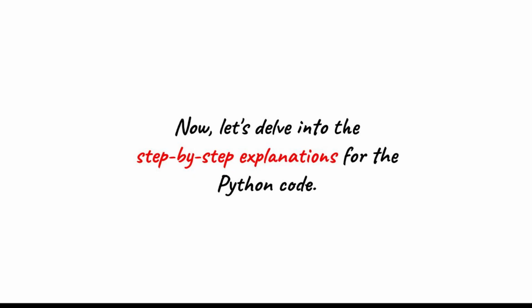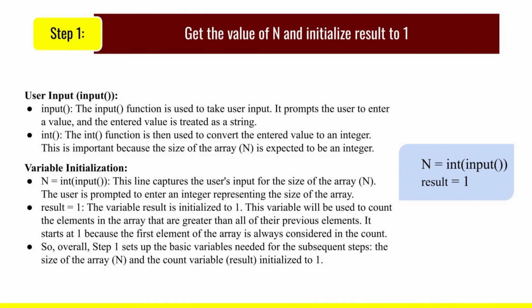Now, let's delve into the step-by-step explanations for the Python code. In step 1, we get the value of n and initialize the result variable to 1. The user is prompted to input the size of the array, which is crucial for subsequent operations. The variable result is set to 1 at the beginning, representing the inclusion of the first element in the final count. This step is vital for setting up the foundational elements needed for the upcoming stages of the code.